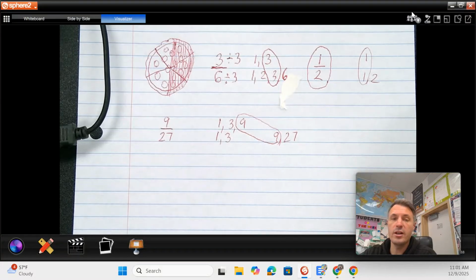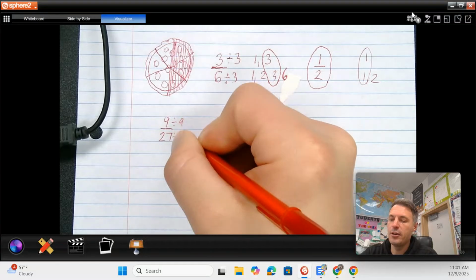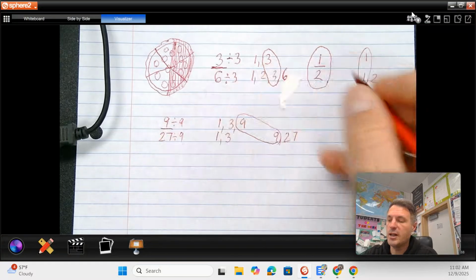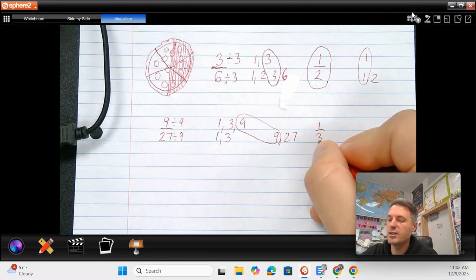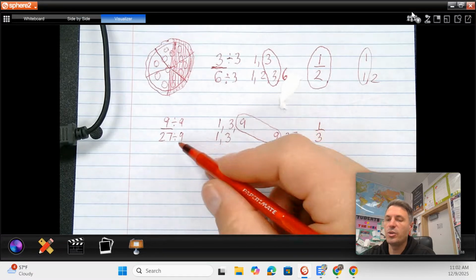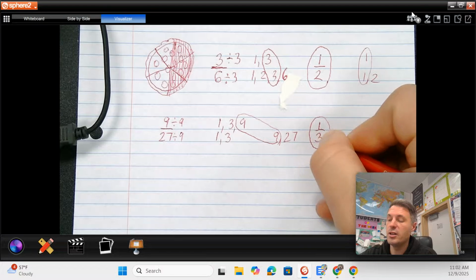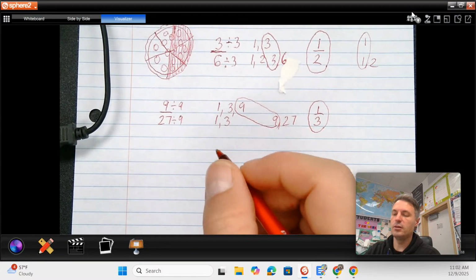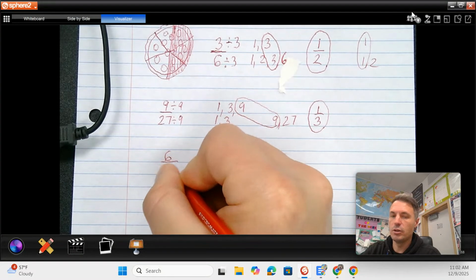What do we do with that greatest common factor? We divide the numerator and the denominator by the greatest common factor. What's 9 divided by 9? It's 1. What's 27 divided by 9? It's 3. So 9/27 and 1/3 are equivalent fractions. They both show the same value, but 1/3 is in simplest form. Let's do another one. Let's do 6 over 14.